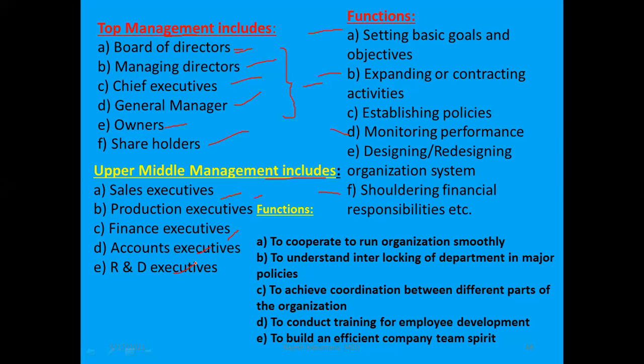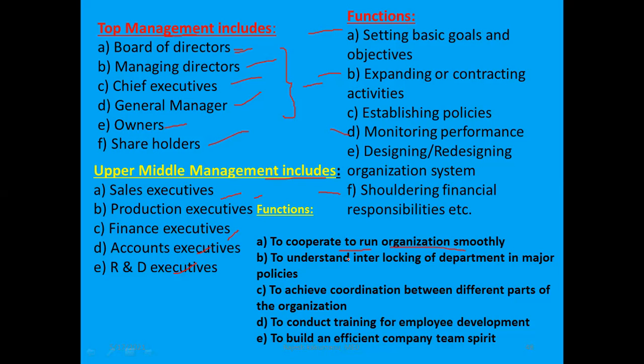What is the first one here? To cooperate to run the organization smoothly. Whatever the instructions, concepts, or themes given by the top level people, the upper middle level people have to follow. So they cooperate and run the organization smoothly without any joints or leakages in the firm.